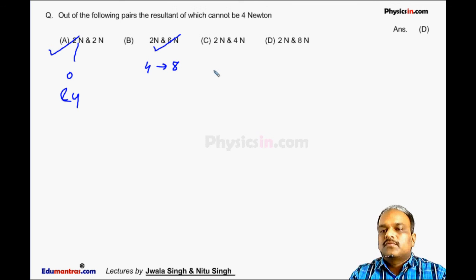Here it is 2 and 4. So the minimum value possible here is 2 Newton and the maximum is 6 Newton. So 4 lies in this range. So it can also give 4 Newton. Here the minimum is 6 and the maximum is 10. So 4 is not in this range. So the resultant of this 2 Newton and 8 Newton can never give 4 Newton. So the answer is D.